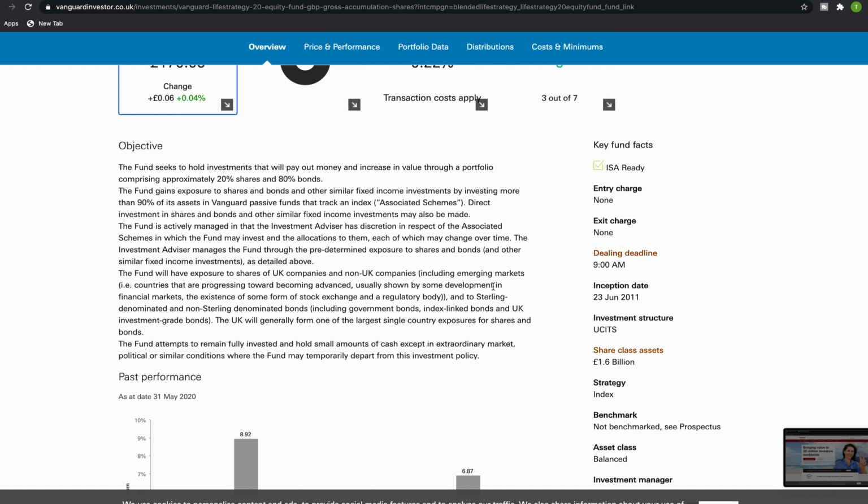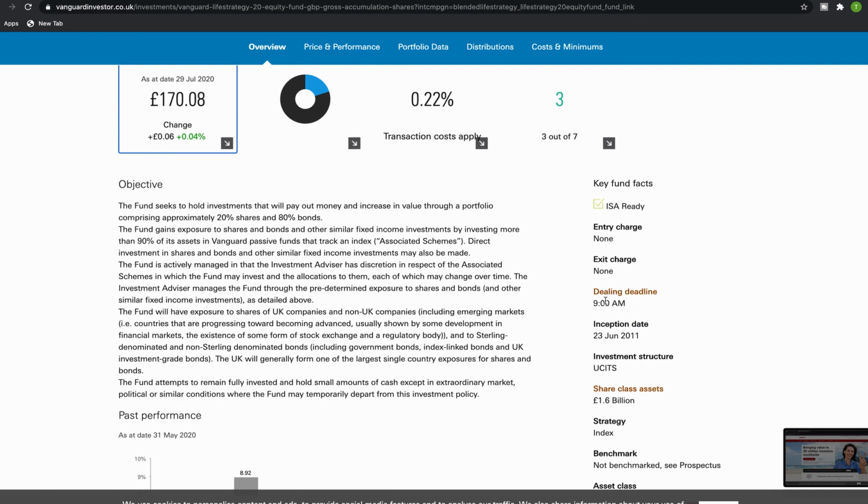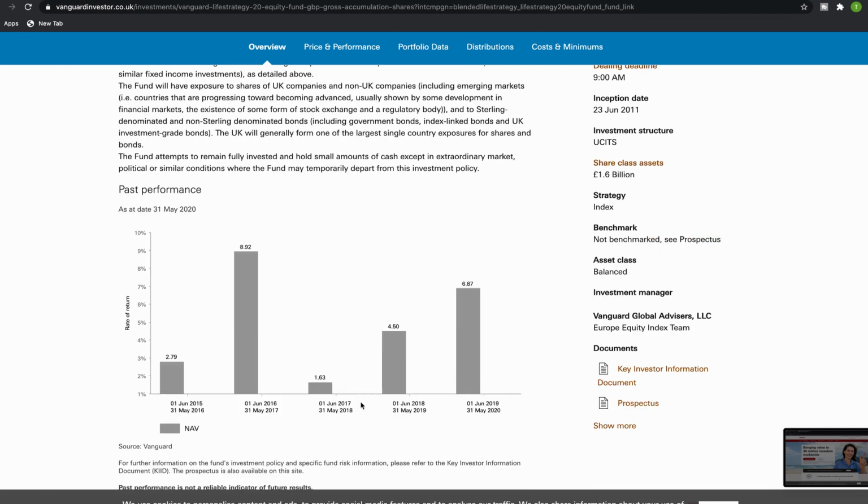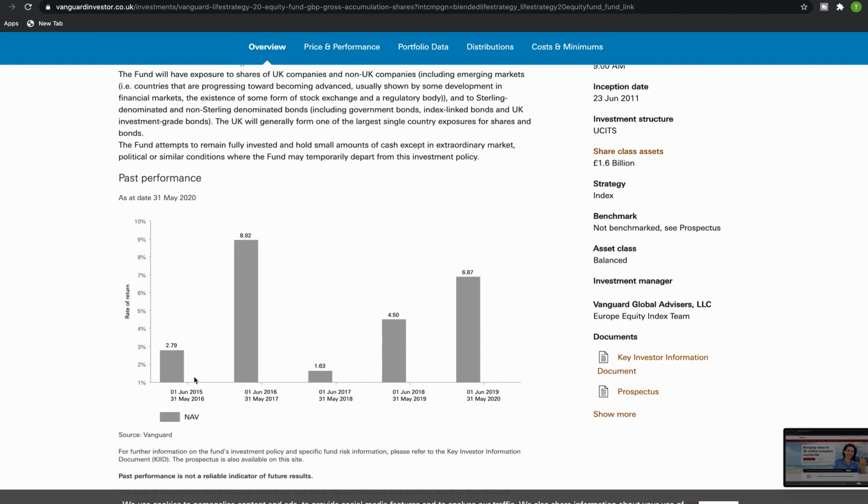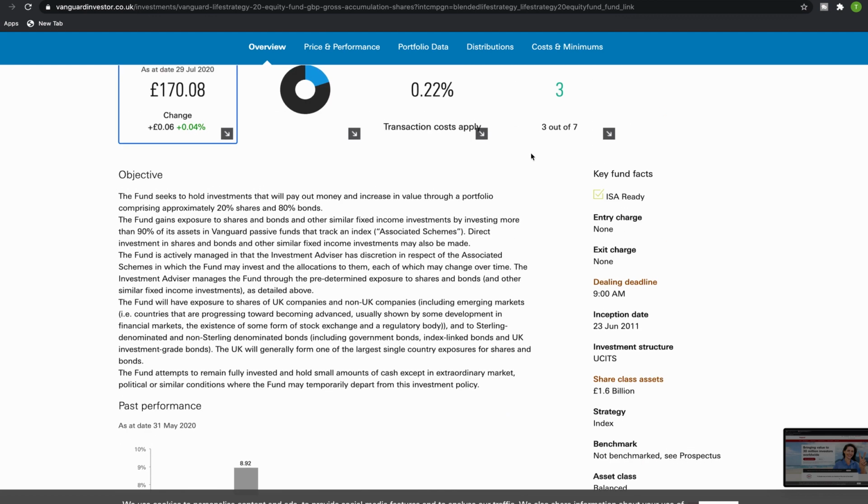Because this is a LifeStrategy fund, the dealing deadline is 9 a.m. Again, read all of that information. So here we come. It gives you a graph of past performance. Again, remember, when you are investing, there are no guarantees. The fact that the stock of a particular company is £100 today, there is nothing that says it's going to be £100 tomorrow. It could be £150 tomorrow. It could be £50 tomorrow. So you have to factor in your risk level. And that's why here we see the risk level is actually 3 out of 7.